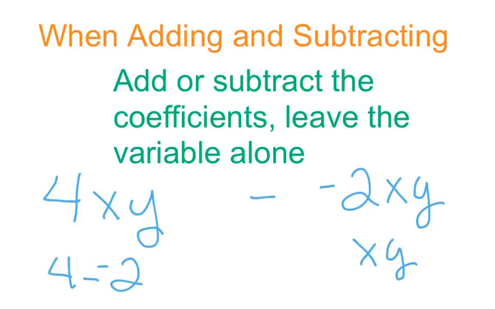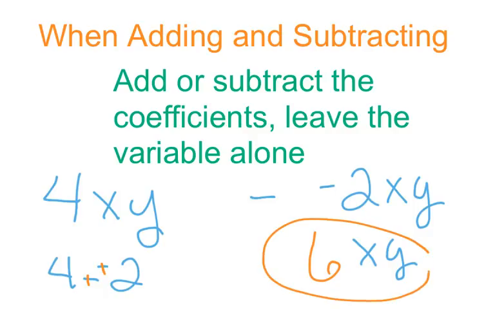So are you ready? Subtracting is the same as adding the opposite. Keep, change, change. And so now let's use that. So that means we're going to keep the 4, change the negative, and change the other negative. So keep, change, change. Therefore, it becomes 4 plus 2, which is 6. So your final answer here is 6xy.